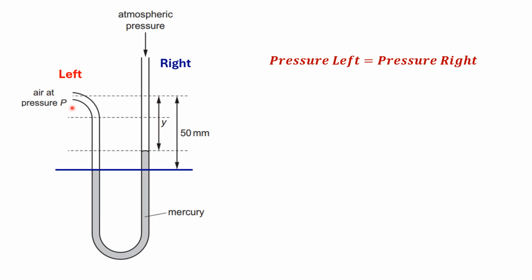On the left side, we just have the pressure P. On the right side, we have the atmospheric pressure plus this level of mercury at the bottom. Now, let's call this pressure of mercury Py. On the prior slide, I called it Px because it was showing a different level. So now let's do substitutions.